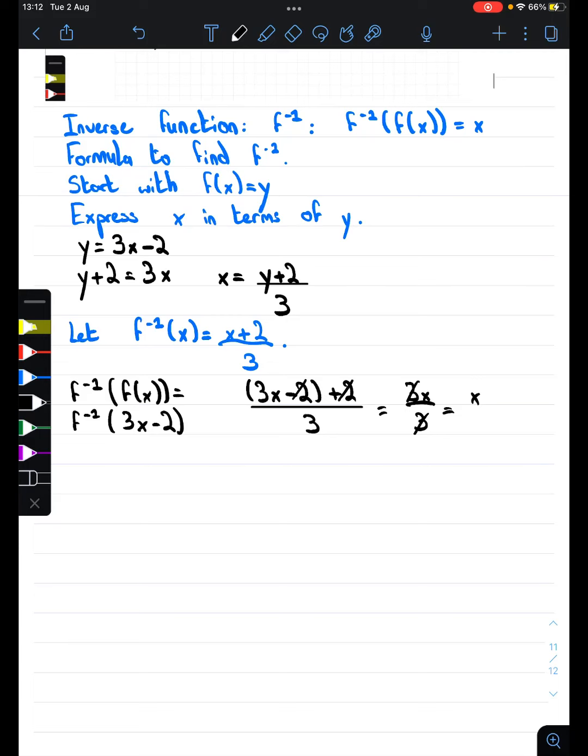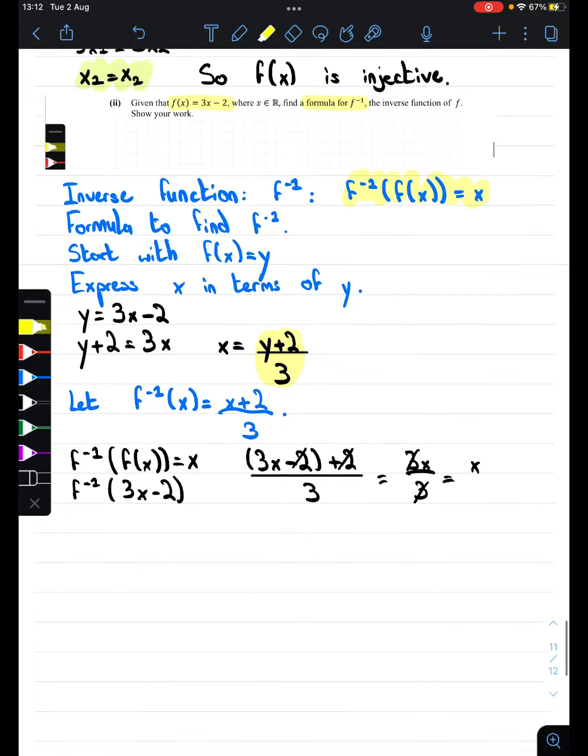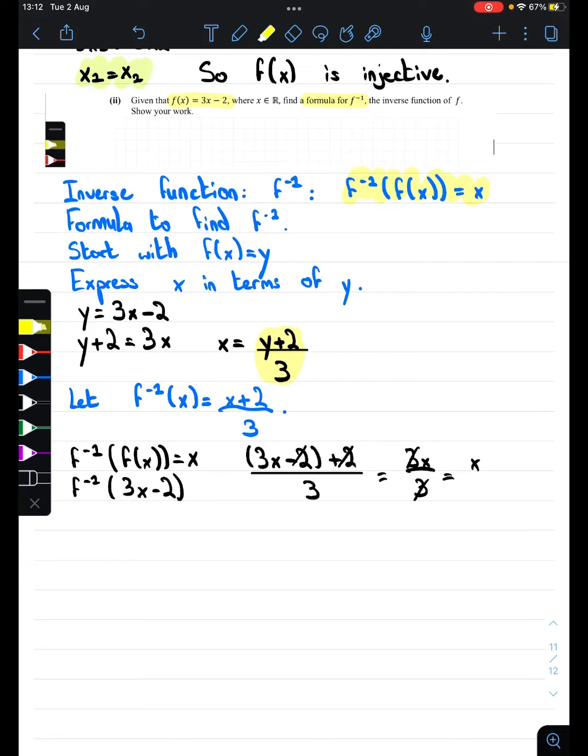So f inverse of f of x is just x, which, as we pointed out here, is the definition of f inverse. So we know that we've gotten f inverse right. The reason that this formula works is because you're looking at what steps we would need to take to turn f of x into x. And those steps in this case are adding 2 and then dividing by 3. And so we have our formula: f inverse of x equals x plus 2 over 3.